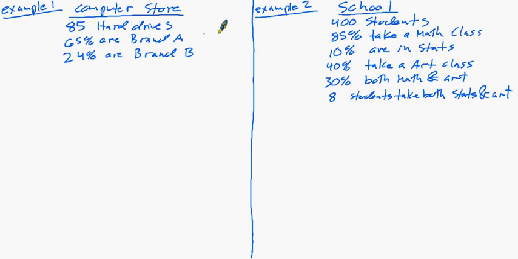The first one's taken from the last video. Computer store, 85 hard drives, 65% brand A, 24% brand B. The last example was the Sprite and Fanta. I'm going to make things a little bit more interesting this time. We have 400 students in the school. Percentages: 85% take math, 10% in stats class, 40% in art class, 30% in both math and art, and we have 8 students that are in stats and art. So, given a bunch of information.